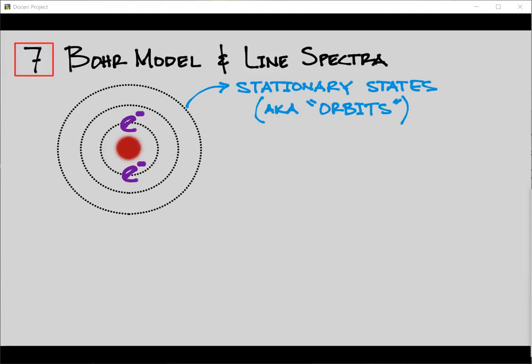So you learned in high school what these are called. They're called orbits, but technically the proper terminology here is stationary states. Okay, so these states are not moving, right? They stay in place, and so that's why they called it stationary.